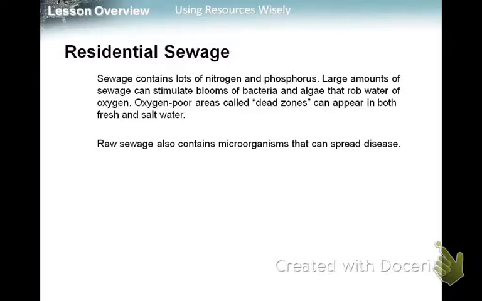Sewage. This is a great topic. Sewage contains nitrogen and phosphorus. These are byproducts of waste. Sewage can stimulate blooms of bacteria and algae that rob water of oxygen. These are called dead zones, and they can occur in both fresh and salt water. Sewage also contains microorganisms. Yucky.